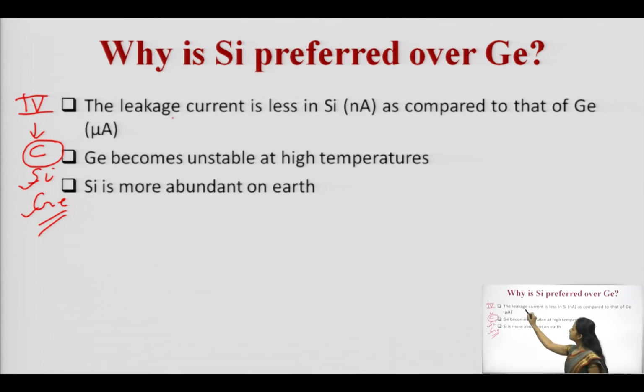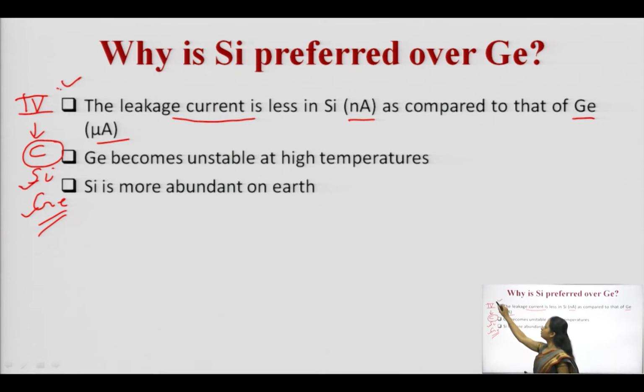One factor is leakage current. Leakage current is less in silicon, which is of the order of nanoampere, while in the case of germanium it is of the order of microampere. Here nano is 10 raised to the power minus 9, micro is 10 raised to the power minus 6. So, leakage current is actually less in silicon, which makes it more attractive to use in comparison to germanium.